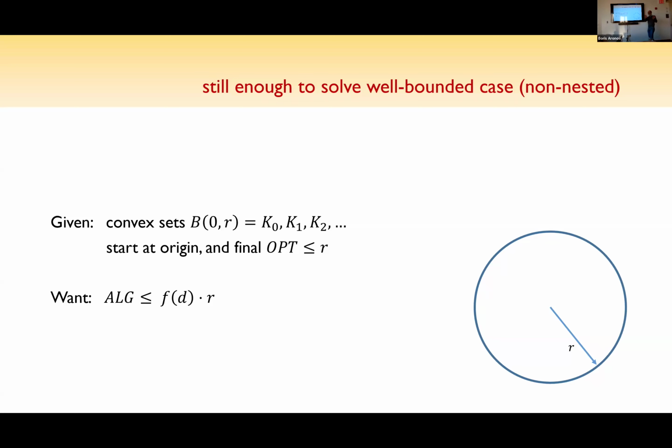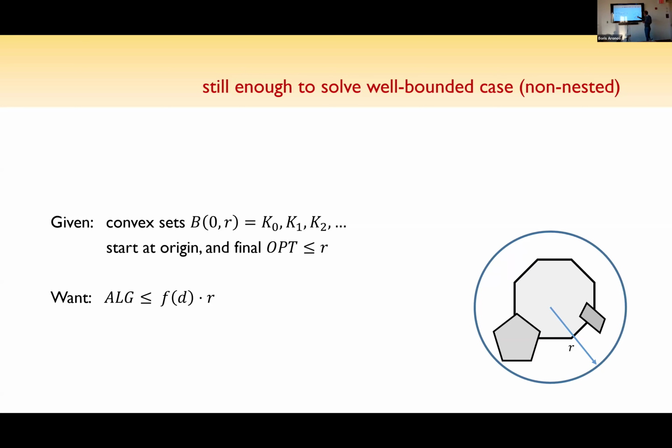Here's the problem that you really need to solve. If you solve this, everything else falls. What's the idea? I'll start with the R ball. This time I'm sticking with R because I want to emphasize R. I'll start with the R ball and then I'll give you a bunch of convex sets. Now they're no longer nested. This is general. I guarantee to you that the optimal trajectory is of length at most R.